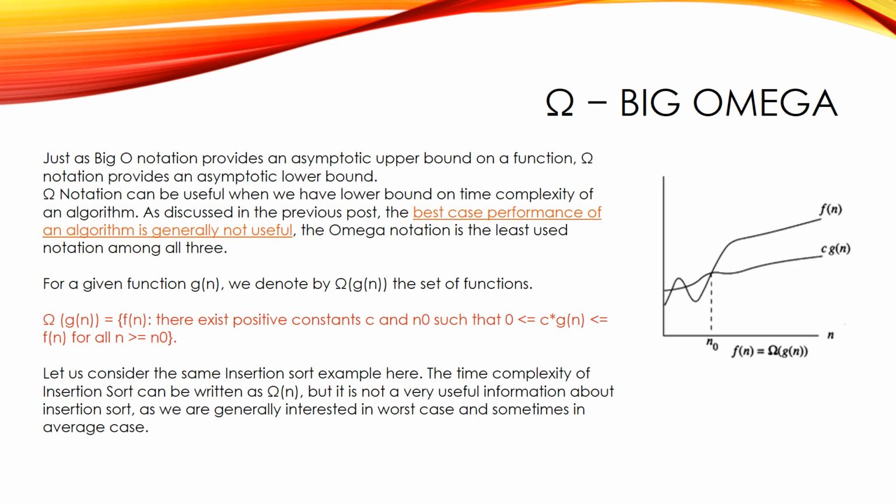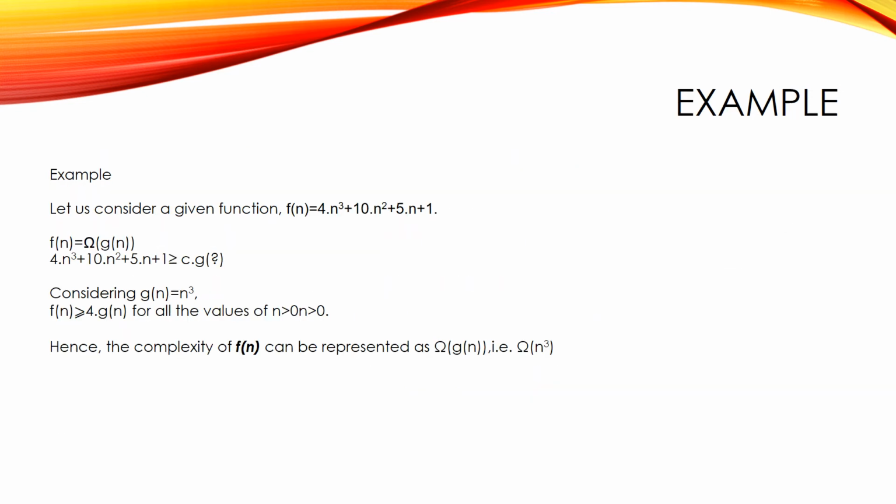Here Fn is given. If we want to represent Fn in terms of big omega notation, then Fn is greater than equal to C dot Gn, where C is greater than 0, n is greater than k, and k is greater than 0. For example, let's consider a given function Fn equals to 4n cube plus 10n square plus 5n plus 1. Fn is equals to omega of Gn.